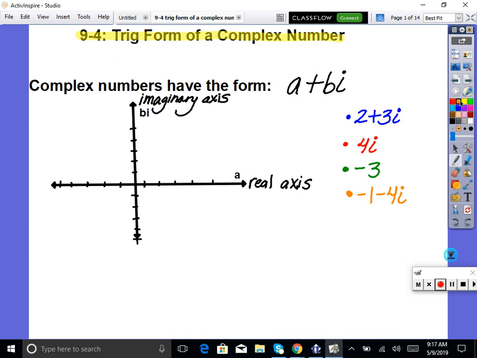So complex numbers have this form, a plus bi, where a is the real part, the real number part, and bi is the imaginary part.